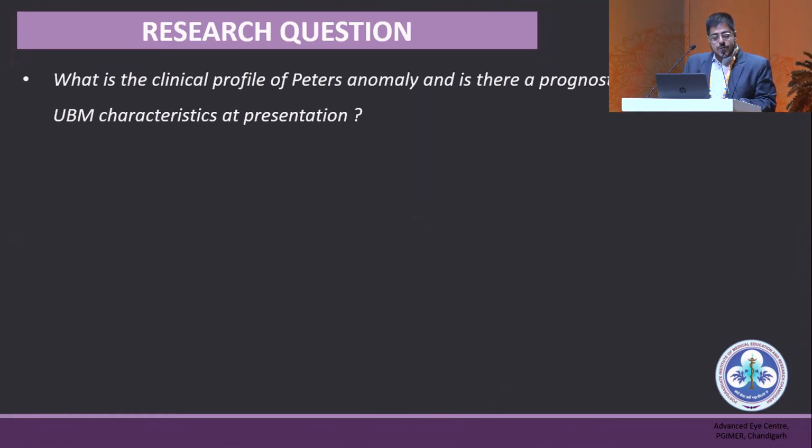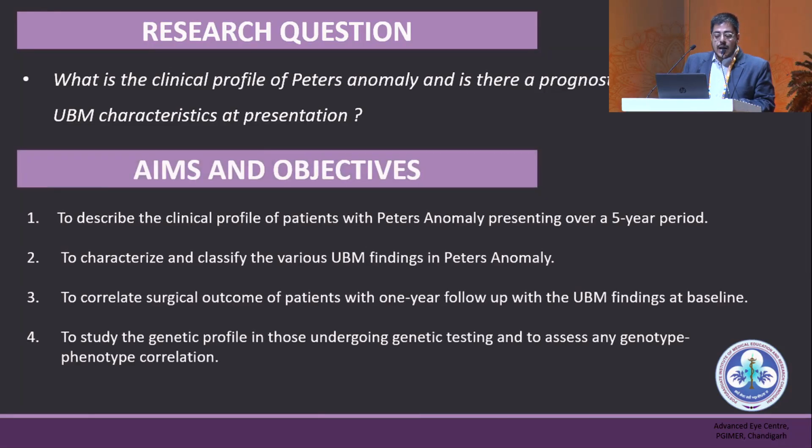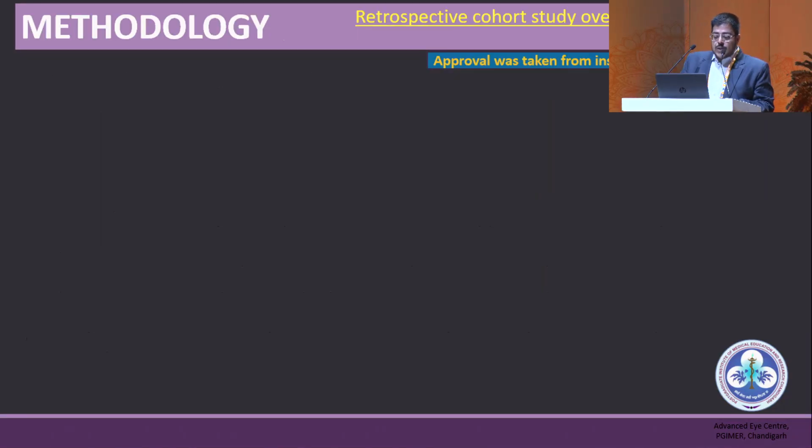So our research question was, what is the clinical profile of Peters anomaly, and is there a prognostic value of UBM characteristics at presentation? Our aims were to describe the clinical profile of patients with Peters anomaly presenting over a 5-year period, to characterize and classify the various UBM findings in Peters anomaly, to correlate surgical outcome of patients with 1-year follow-up with the UBM findings at baseline, and to study the genetic profile in those undergoing genetic testing to assess the genotype-phenotype correlation. So ours was a retrospective cohort study over a 5-year period.